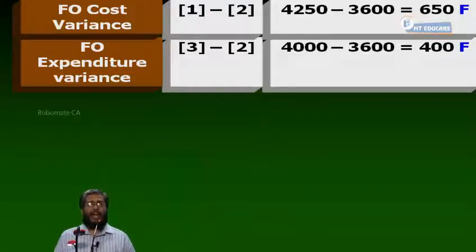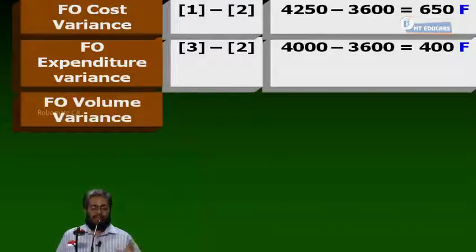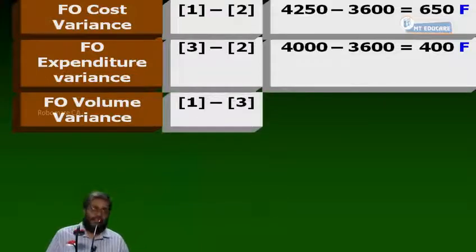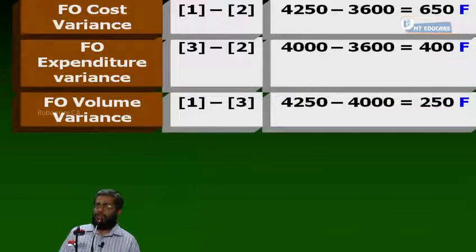Second branch is fixed overhead volume variance. Names and all should be remembered properly. Fixed overhead volume variance. The formula is 1 minus 3. What is 1 minus 3, volume variance? 4,250 minus 4,000 is 250 favorable. Volume variance is 250 favorable.